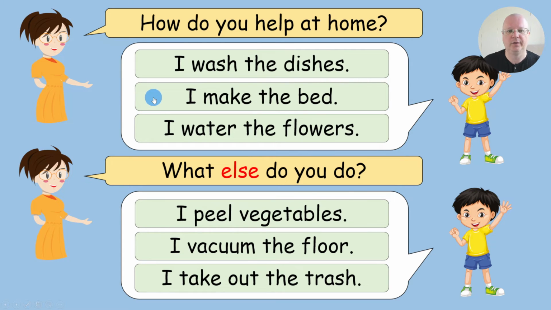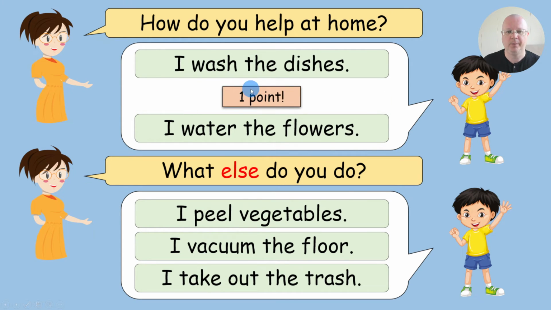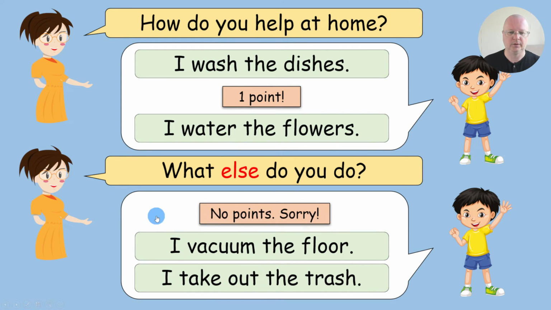When you click on this rectangle, it's going to disappear and you're going to see how many points this team gets. Yeah. And then one more question. What else do you do? For example, I peel vegetables. You click on it. Oh, no points. Sorry. So this team only got 1 point.